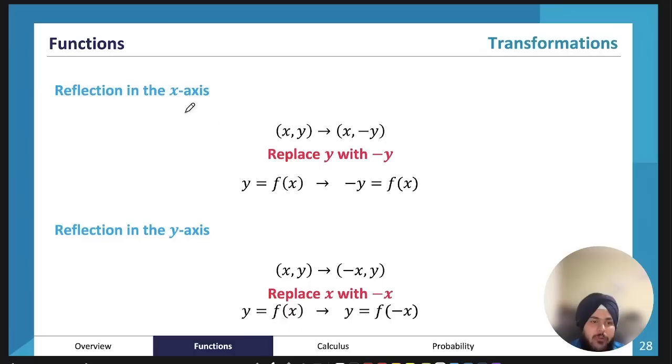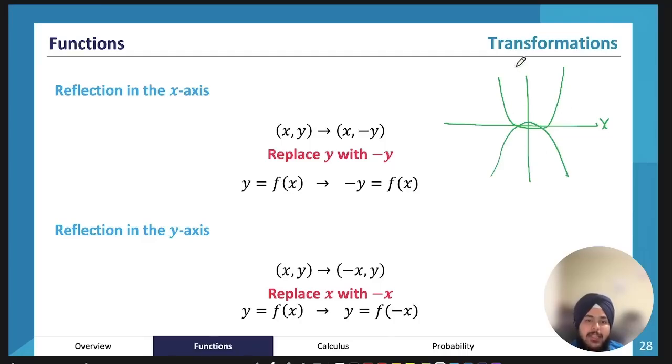So reflections will actually reflect the graph either in the x-axis or the y-axis, depending on where it's from. If it's reflection in the x-axis, so this is the x-axis, it's going to reflect like this. But is the x values changing or the y values changing? Well, still, the y values are going to change. Originally they were positive, now they're going to become negative. X value is still the same.